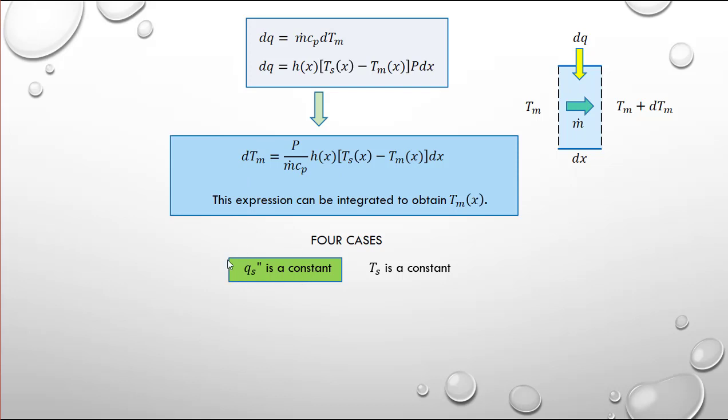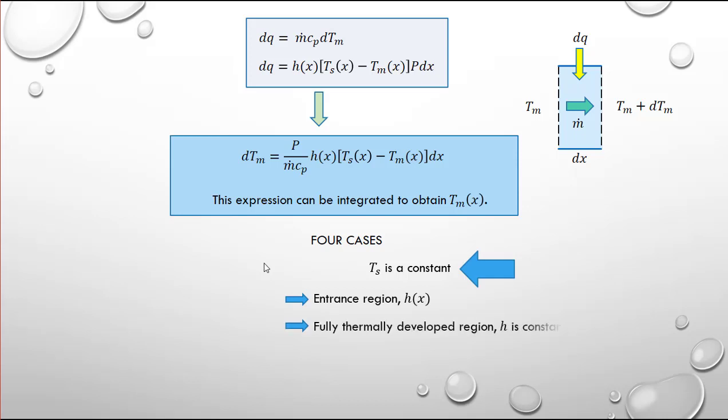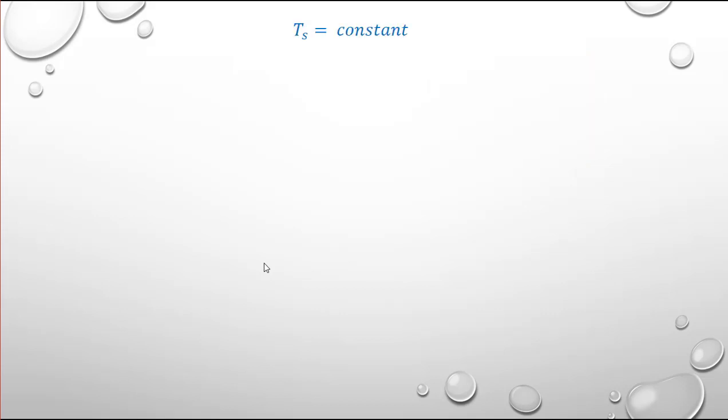In the previous video, we looked at the case when the thermal energy entering the control volume is from a constant heat flux applied to the wall. And we will now look at the case where the wall temperature is a constant. We will again have to consider two cases, one being the entrance region where the heat convection coefficient is a function of x, and the second is the fully thermally developed region where h is a constant.